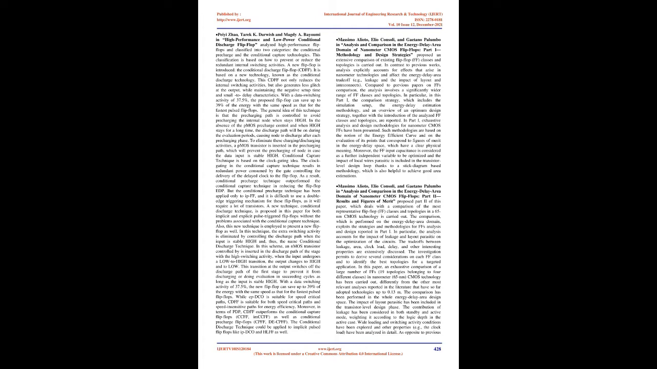In this scheme, an NMOS transistor controlled by Q_fdbk is inserted in the discharge path of the stage with the high switching activity. When the input undergoes a low to high transition, the output Q changes to high and Q_fdbk to low. This transition at the output switches off the discharge path of the first stage to prevent it from discharging or doing evaluation in succeeding cycles as long as the input is stable high. With a data switching activity of 37.5%, the new flip-flop can save up to 39% of the energy with the same speed as that of the fastest pulsed flip-flops.